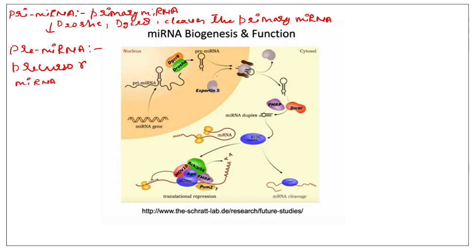Now this precursor miRNA will go from the nucleus to the cytosol with the help of the exportin 5 transporter protein. You see here, this is exportin 5. The pre-miRNA binds with this exportin 5, and then this complex is transported from the nucleus to the cytosol. So exportin 5 transports the pre-miRNA from the nucleus to the cytosol.